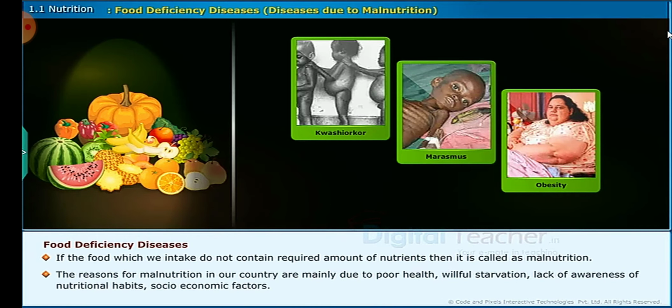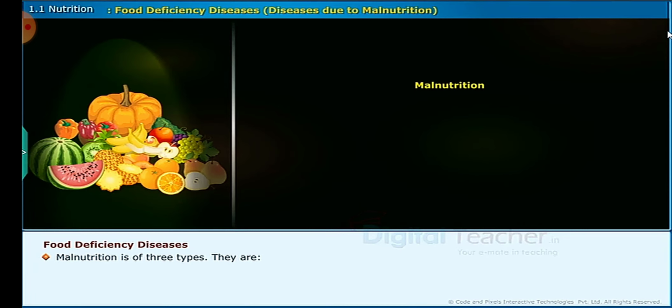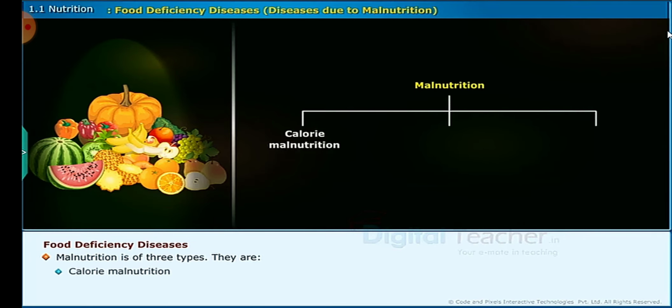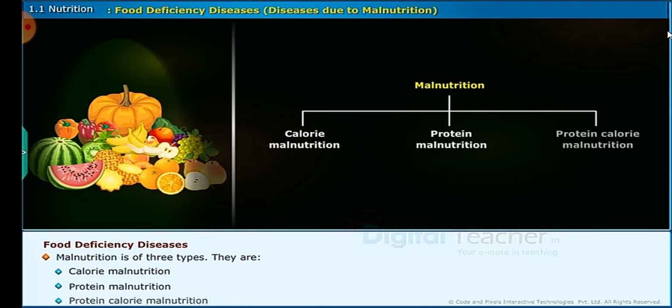The reasons for malnutrition in our country are mainly poor health, willful starvation, lack of awareness of nutritional habits, and socio-economic factors. Malnutrition is of 3 types. They are calorie malnutrition, protein malnutrition, and protein-calorie malnutrition.